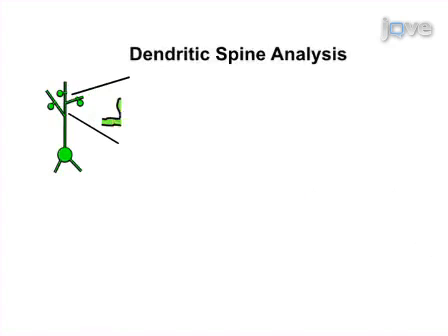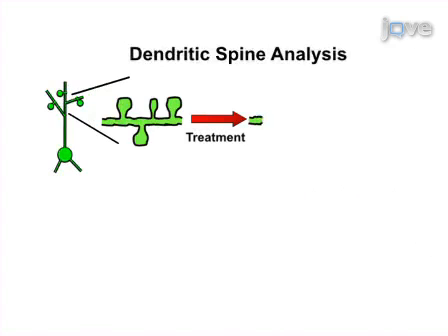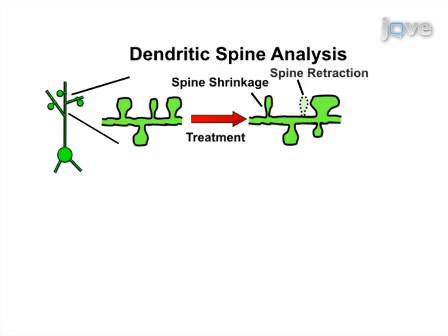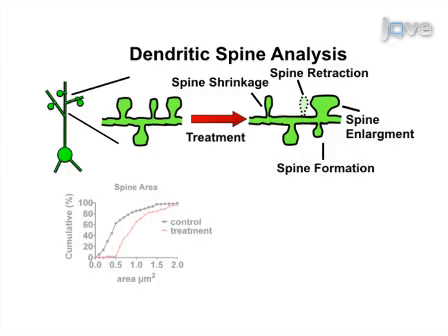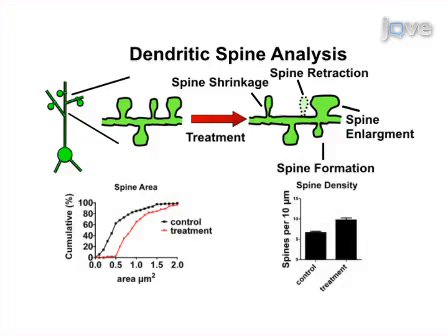The results obtained show the effect of molecular or pharmacological manipulations on dendritic spine morphology or motility based on quantitative morphological analysis of dendritic spine shape or motility.